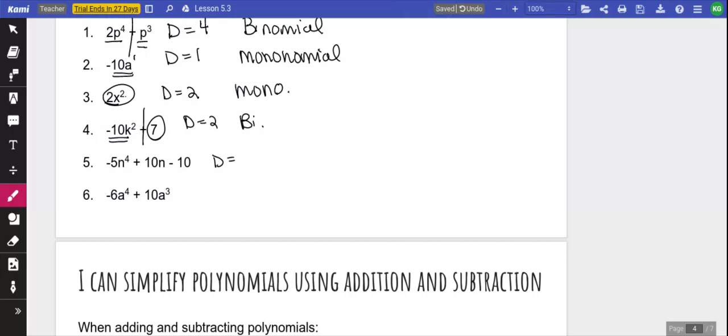Number 5, I see an exponent, degree of 4. Then I see a term, break, term, break, term. So this is a trinomial. And the last one, the highest exponent I see is 4, term, break, term. So this is a binomial.